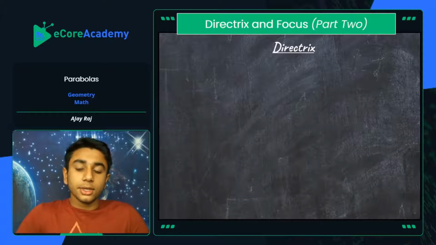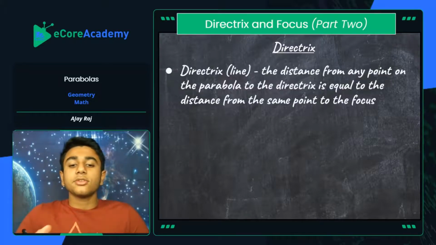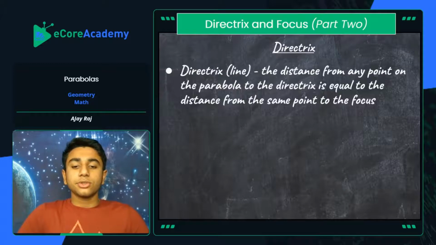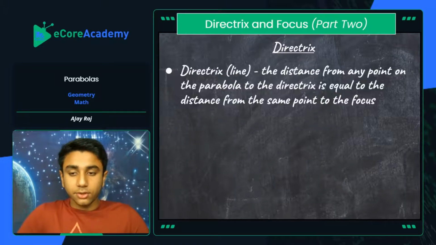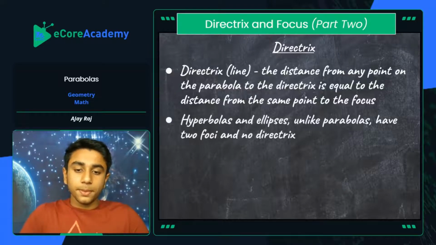And now let's take a look at what the directrix is. A directrix is actually a line, and it's the same distance from any point on the parabola to the directrix. It's stating that the distance from any point on the parabola to the directrix is equal to the distance from the same point to the given focus. So the focus is the same distance from any point on a parabola to the directrix.